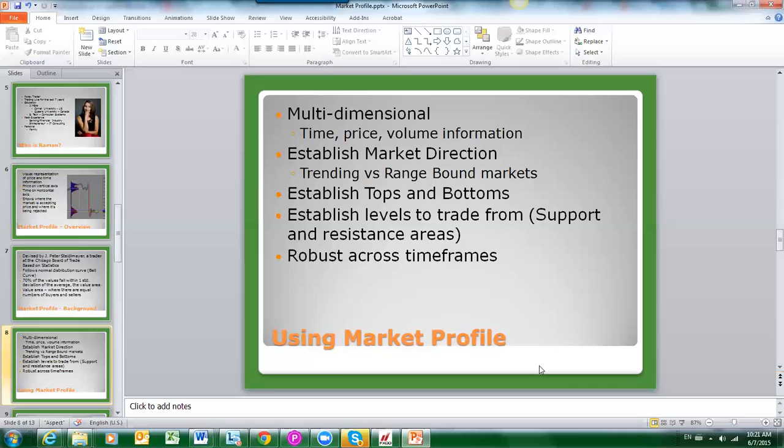However, in the case of the market profile, we don't really care how many orders there were. What we're trying to see is how much time the price spent at that particular price point, and that will give us the information on what the market is doing. And that's really what we're looking for.